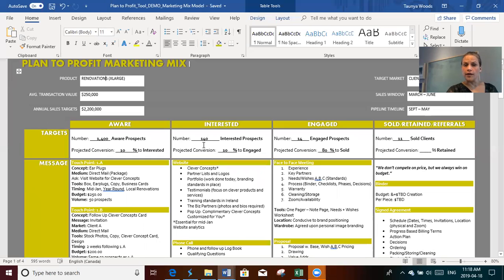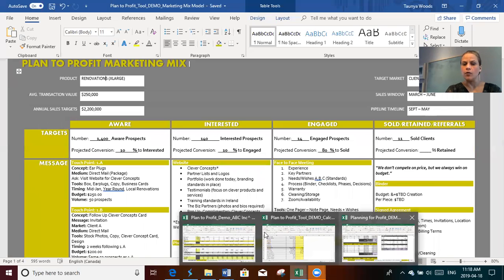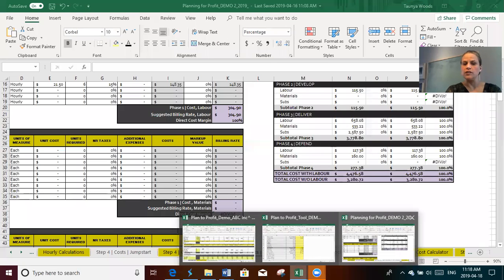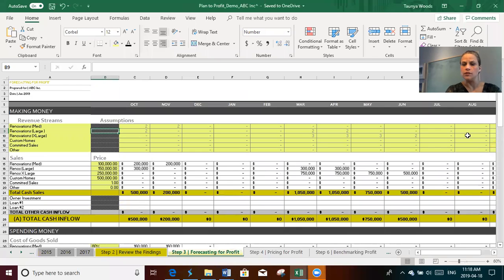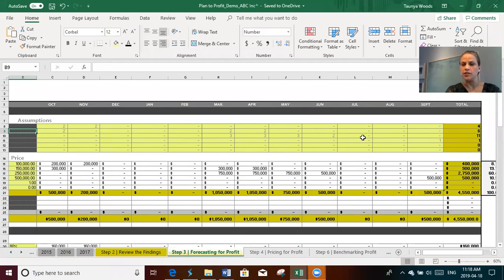Next piece, targets. This is very important. This is what is defending these numbers over here. When we start talking about number of units being sold up here, in our large renovations, we had 11 of them, and we talked about 3 here in March, 3 in April, 3 in May, 2 in June. We need to defend that.